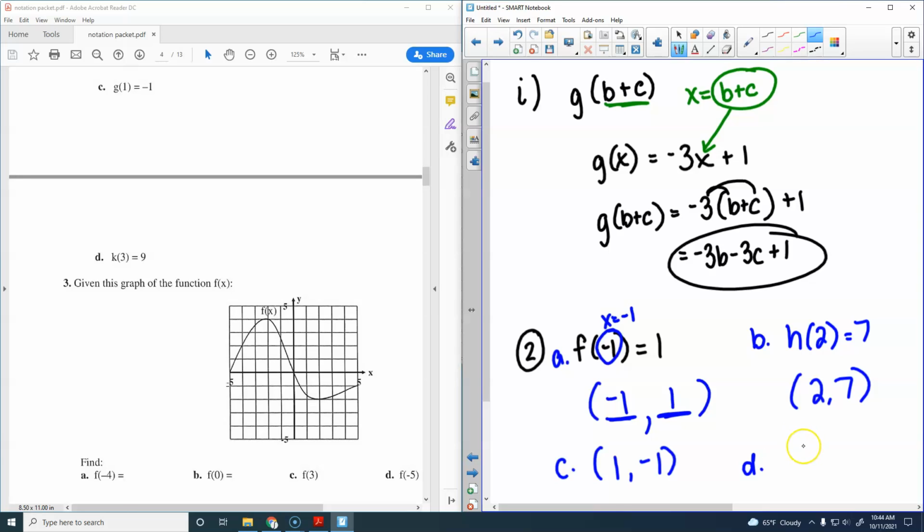Alright, what is the x? What would it be, Passion? It's going to be 3, and then 9 is your y-coordinate. So whatever's inside the parentheses is your x, and the other number is your y.